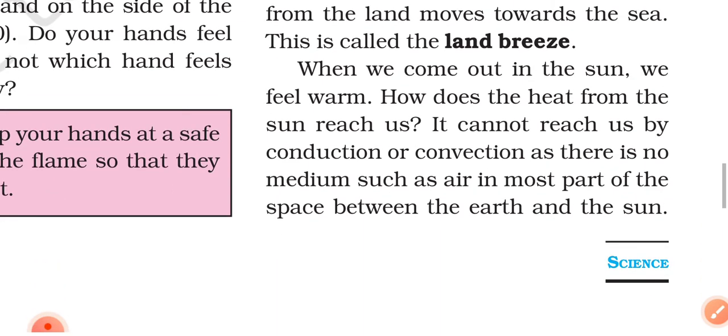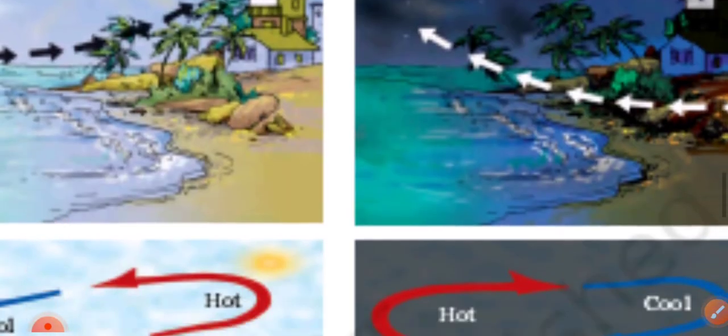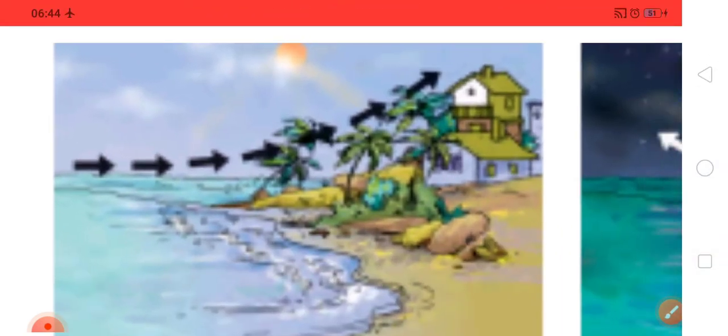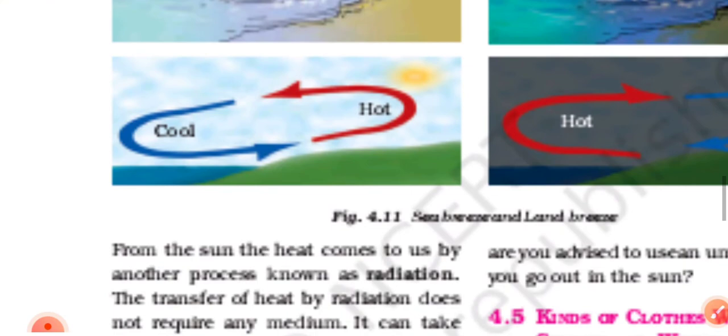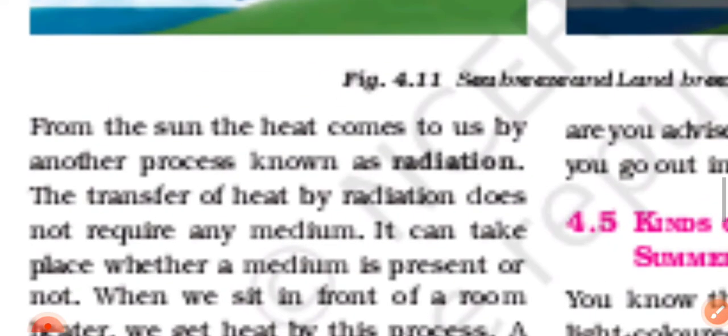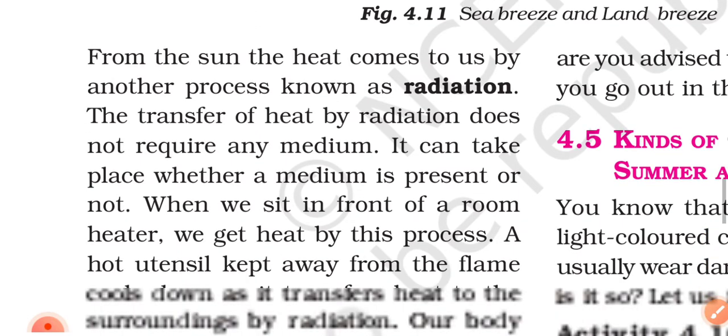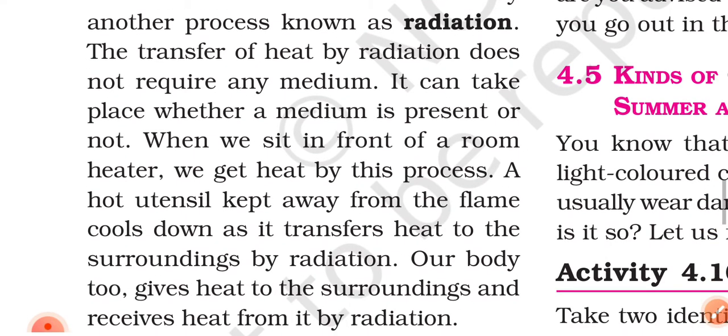When we come out in the sun, we feel warm. How does the heat from the sun reach us? It cannot reach us by conduction or convection, as there is no medium such as air in most of the space between the earth and the sun. From the sun, heat comes to us by another process known as radiation. The transfer of heat by radiation does not require any medium. It can take place whether a medium is present or not.